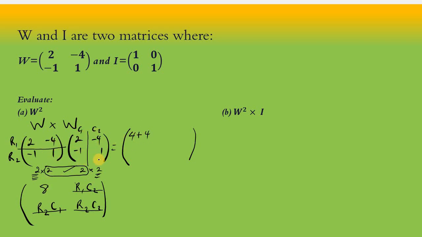Next, row 1 by column 2. So my answer should be where? In the same row 1, but column 2, because I'm multiplying by row 1, column 2. So let's put that down. So row 1 times column 2, first entry by the first entry. So that's 2 times negative 4, which gives us negative 8. Added to, let's go to the same row 1 and column 2, negative 4 times 1, which is going to be negative 4. So what's negative 8 plus negative 4?